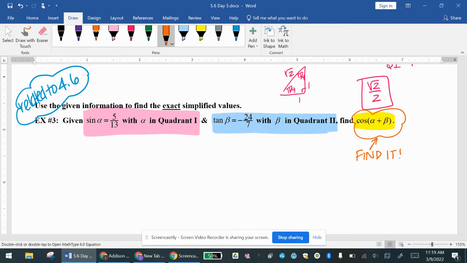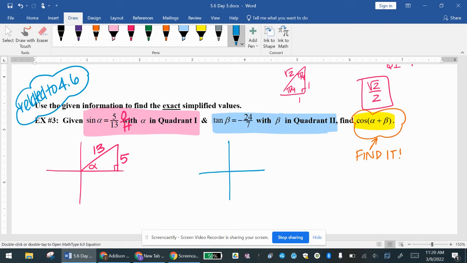Okay. All right. So as I look to set up my information for angle alpha, notice they didn't give us what the angle is. They just gave us the sine of it. So that's opposite over hypotenuse. So as I set that up in quadrant 1, here's alpha, opposite over hypotenuse. Doing the same thing with beta. Beta is in quadrant 2.